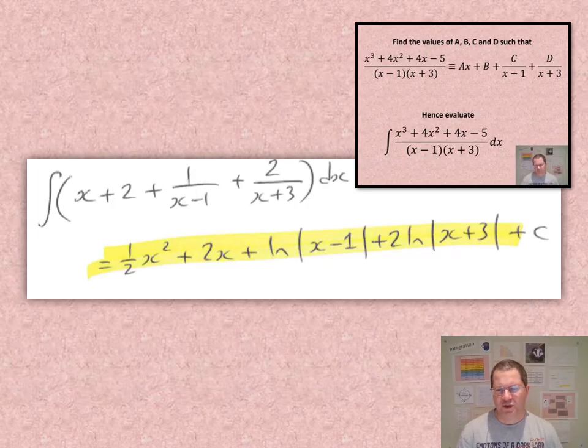And so to finish off, we just need to integrate it. The integral of x is a half x squared. The integral of 2 is 2x. The integral of 1 over x minus 1, we could use our integration by substitution with u equals x minus 1, gives us ln x minus 1. And the integral of 2 over x plus 3, again we could use a substitution like u equals x plus 3, gives us 2 ln x plus 3, and we stick the c on the end.